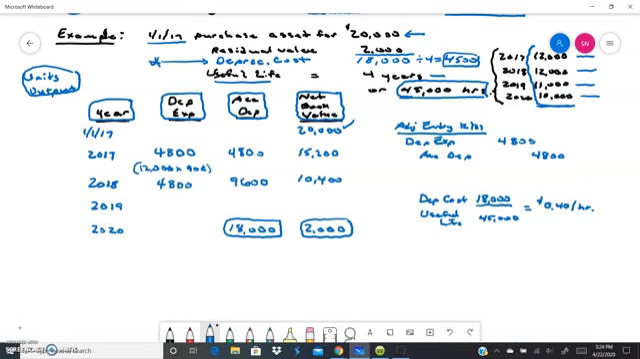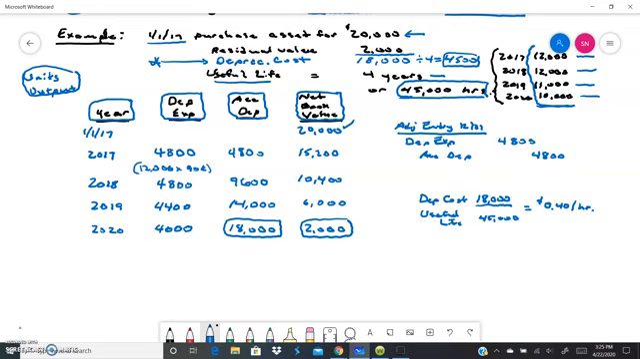2019, we're using the machine 11,000 hours. 11,000 hours times 40 cents is $4,400. That would increase our accumulated depreciation to 14,000. 20,000 minus 14,000, $6,000 net book value. And the fourth year, we're using the equipment 10,000 hours times 40 cents, $4,000. That would increase our accumulated depreciation to 18,000, and again, our net book value would be 2,000.